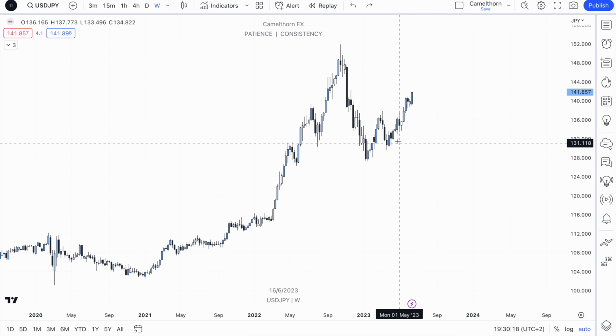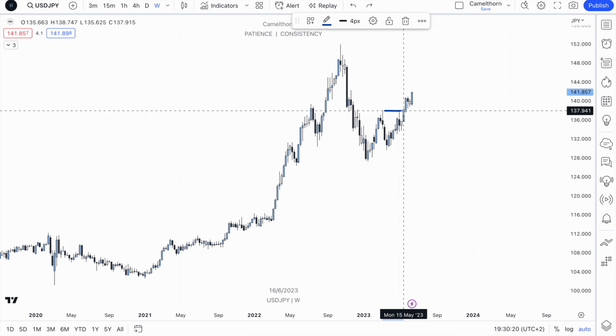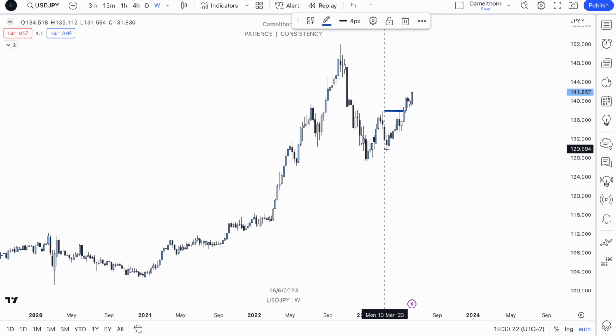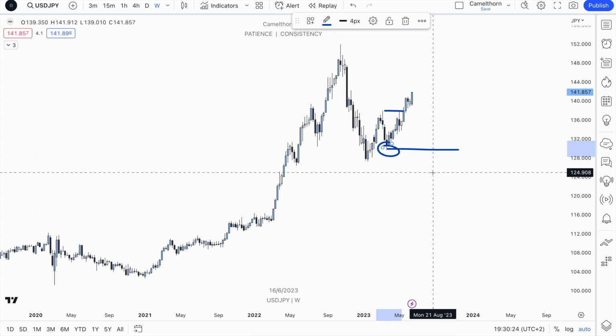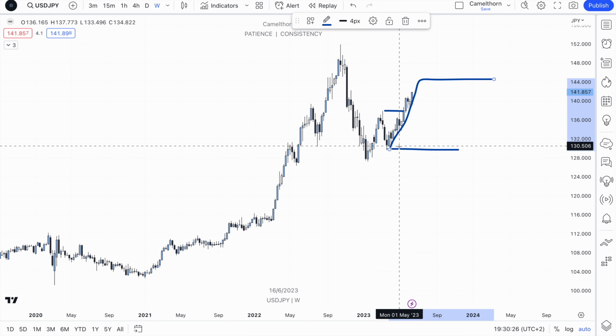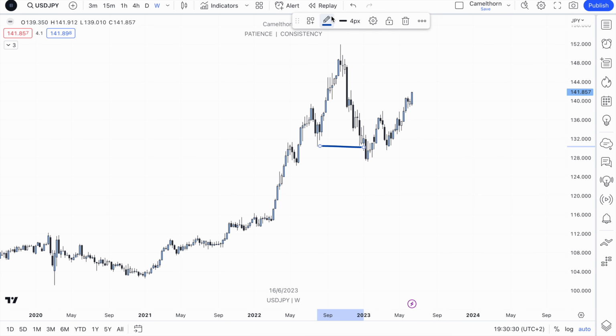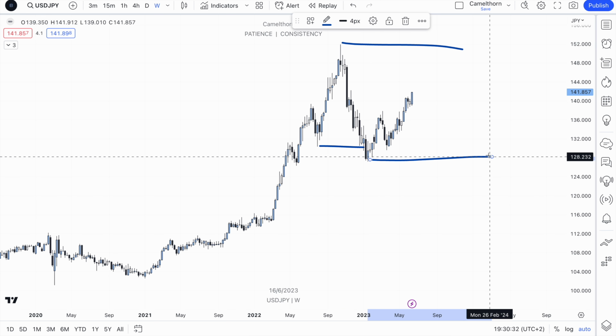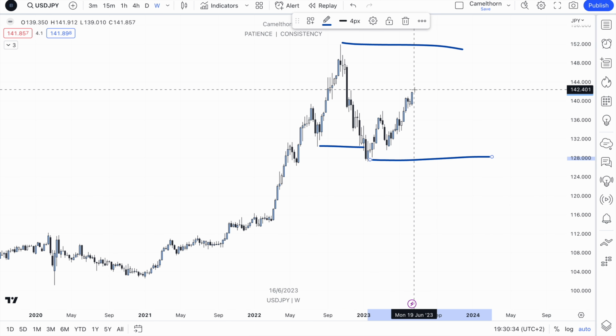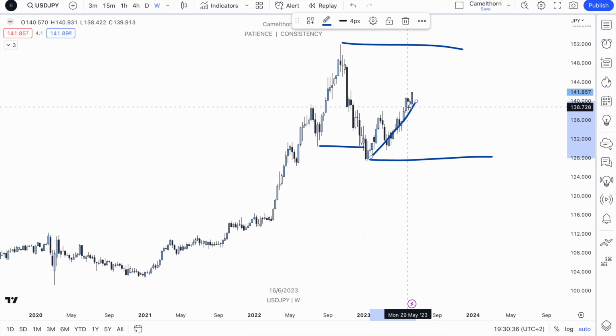All right, now another way that you can look at this is you can focus in on this weekly break of structure in here, which means that it would have originated from this low, and you would now be waiting for the formation of your new weekly range, right? But I prefer to look at it in this way, and doing it this way means that at the moment we are currently in a weekly pullback, right?